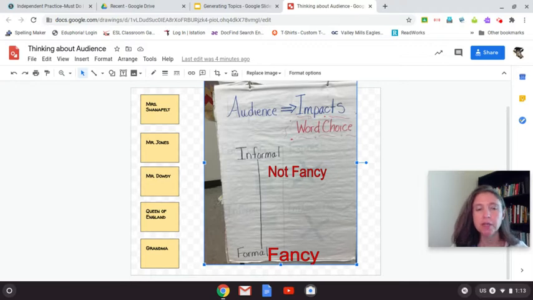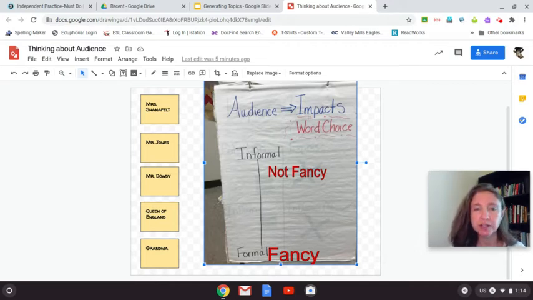But I bet you already know that if you were writing a story for, let's say, the Queen of England, you would use different words than you would use if you were writing a story just for your friend. And you already know that you talk to your friends differently than you would the Queen of England. So we need to think about the people that we're writing for before we get started.